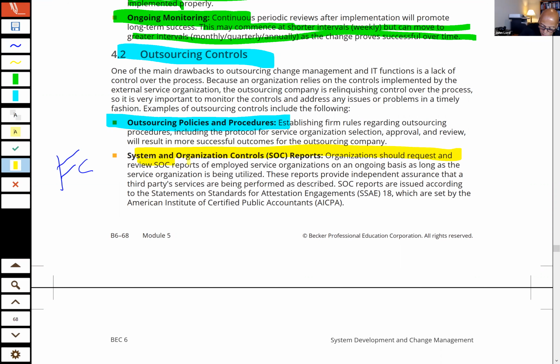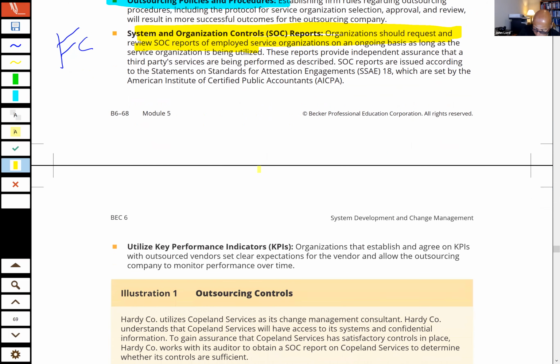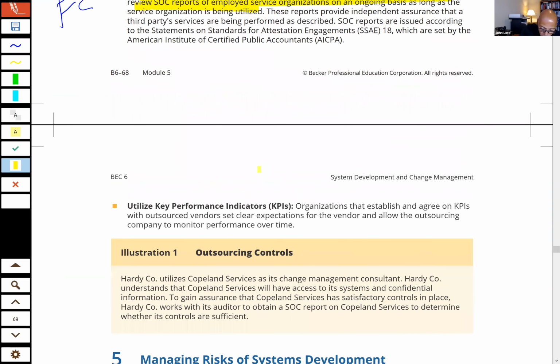What you could do is have a third party, say a CPA firm, come in and look at the entity that you're going to be outsourcing work to. I think we used the example of paychecks, and see that they have the proper controls that will mitigate some of those outsourcing risks we talked about earlier. And then you could utilize key performance indicators. Organizations establish and agree on key performance indicators, which set clear expectations for the vendor and allow the outsourcing company to monitor the performance over time.